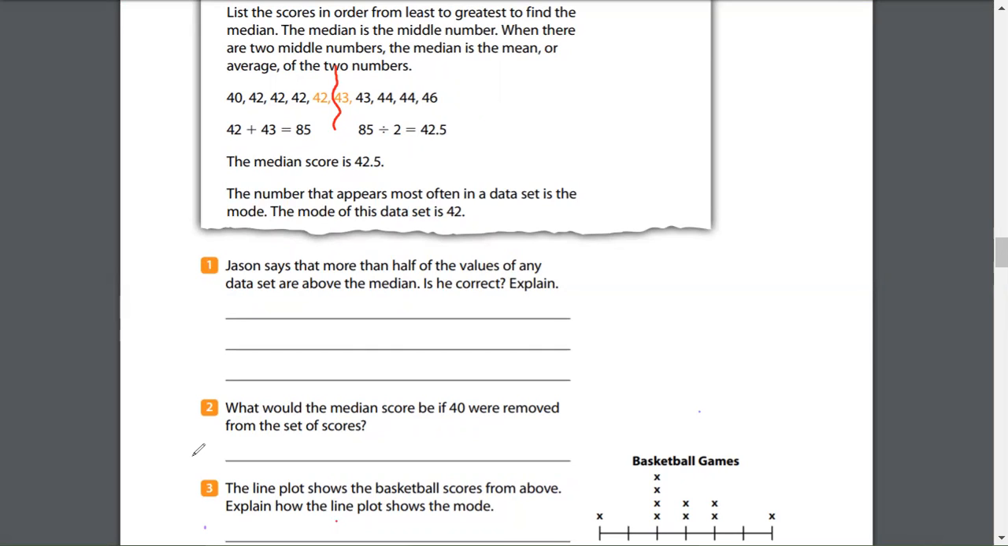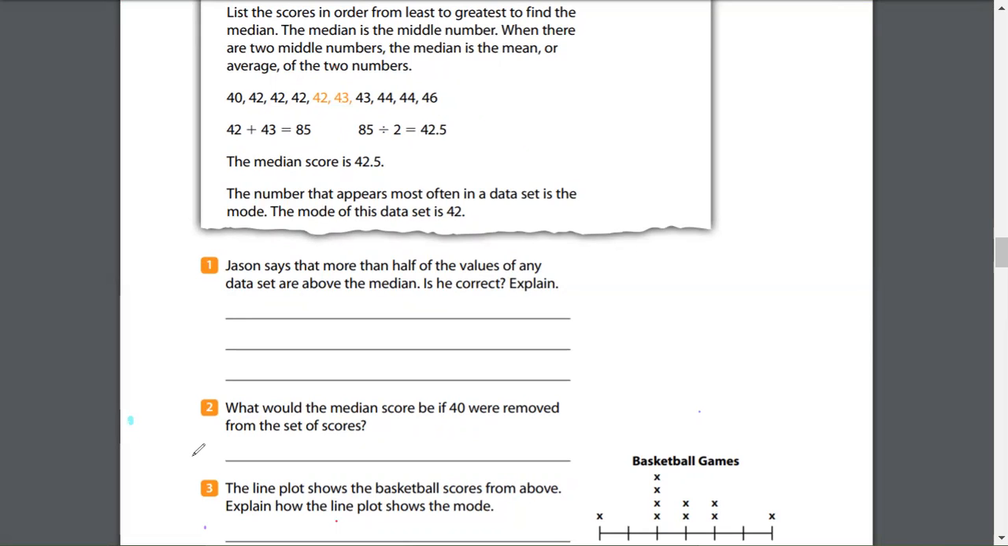Is he correct? Yes or no? Well, we have 10 scores, 5 on each side of our median. So is there more than half of them? No, absolutely not. The same number of values are above and below the median, because the median is the middle number. So we got 5 numbers below 42.5, and 5 numbers above 42.5. So Jason isn't right.